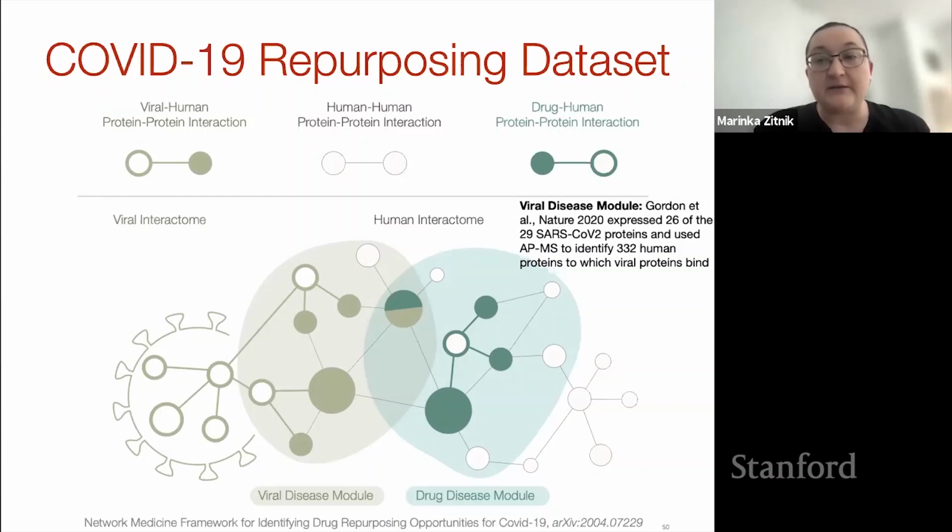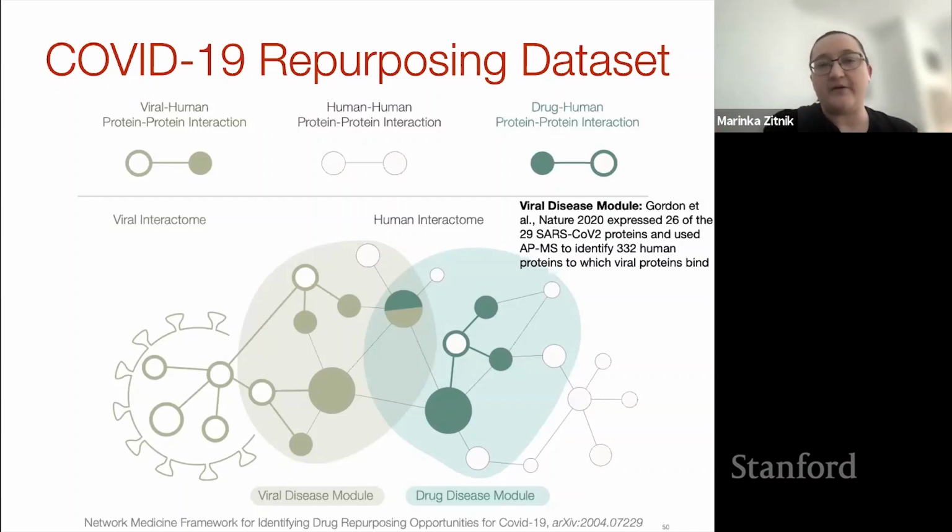What they have done is they expressed 26 out of 29 proteins in the SARS-CoV-2 virus, and they checked which human proteins those viral proteins attack. In doing so, they identified 332 human proteins to which the SARS-CoV-2 virus binds. That can be used as an essentially computable representation of COVID-19. COVID-19 can then be represented by that set or subgraph or structure of 332 human proteins that are directly attacked by the virus.